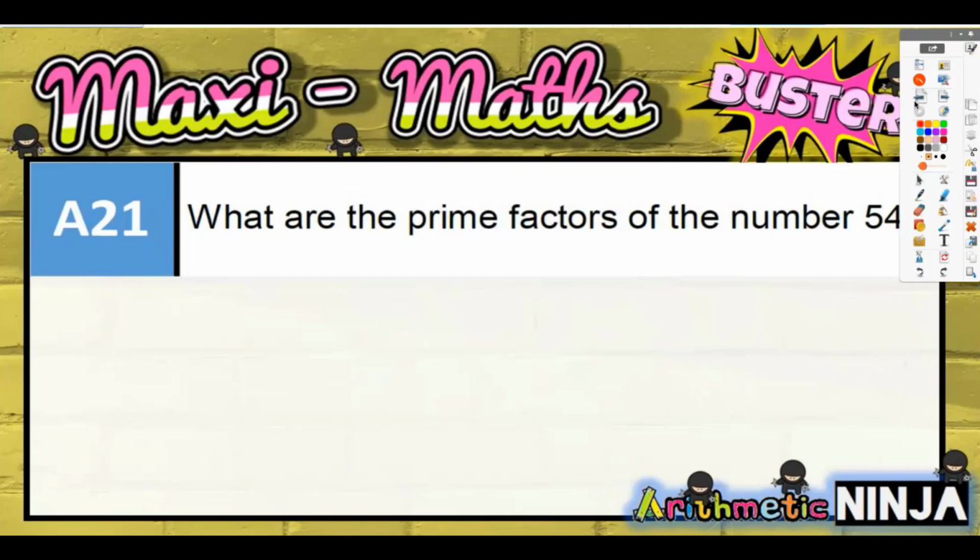Question 21. What are the prime factors of the number 54? Well, let's list the factors of 54. There are two ways of doing this, which we'll see in a minute.